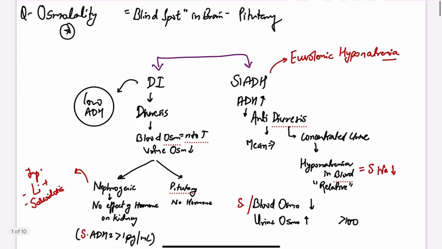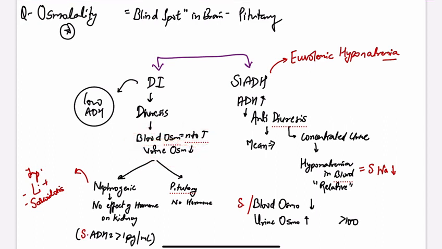Okay, so diabetes insipidus is all about low antidiuretic hormone, meaning there is nothing to cause antidiuresis, nothing to cause concentrated urine, so there is continuous diuresis, meaning more urine to pass. As the patient is passing more urine, the ion concentration will be low, meaning the urine osmolality will be low and the blood osmolality will be high.